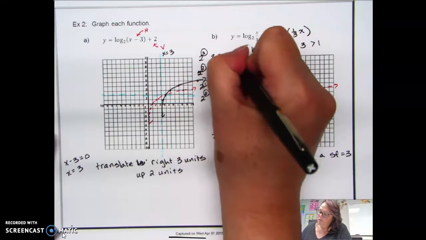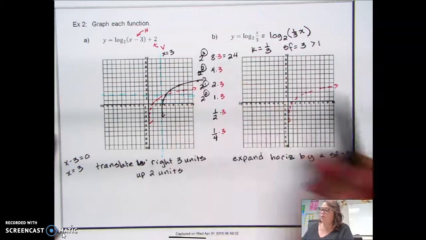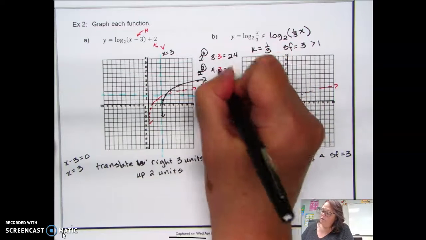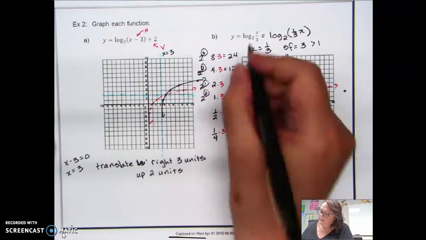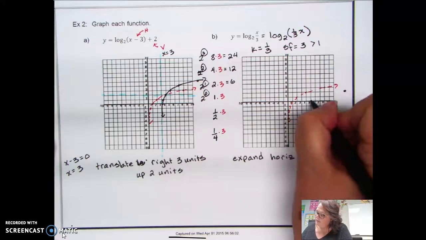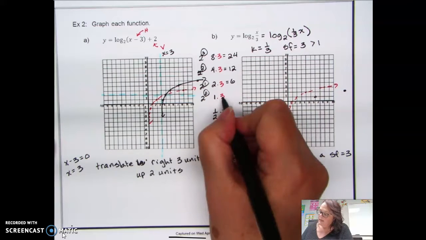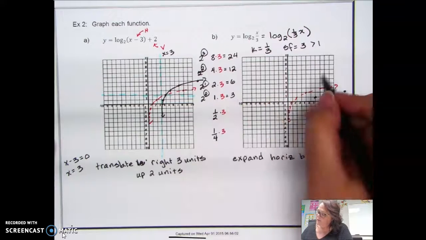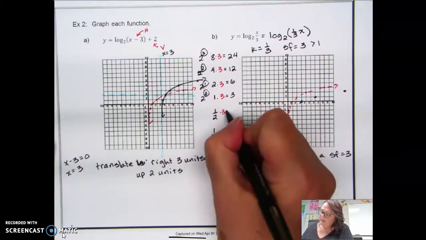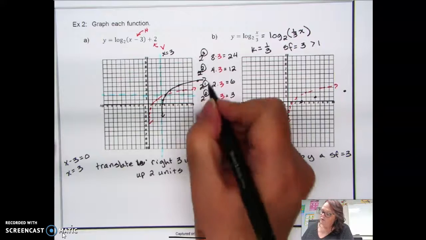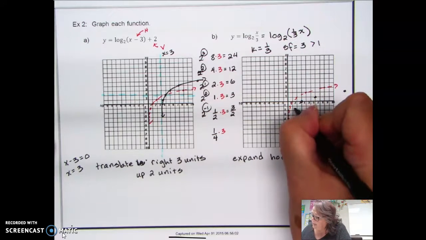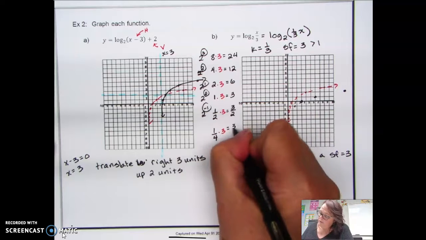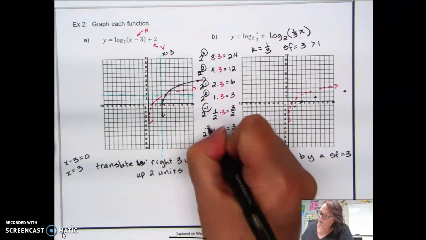So now we would go to the right 24 units to go up 3, which is way off the charts. And then here we would go to the right 12 units to go up 2. So if we wanted to kind of guesstimate that, that would be somewhere around here. Then this one says we're going to go to the right 6 units to go up 1. And this one says we're going to go to the right 3 units to go up 0. And this one is going to be to the right 3/2 or 1.5 to go down 1, I guess. And then this one is going to be to the right 3/4 to go down 2.